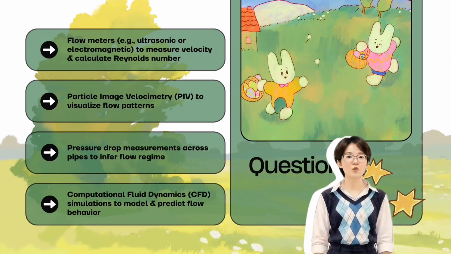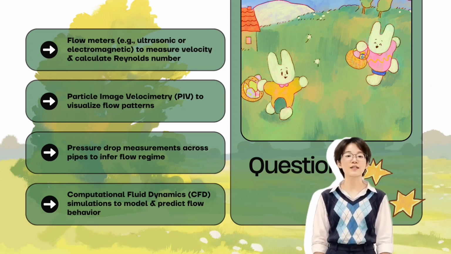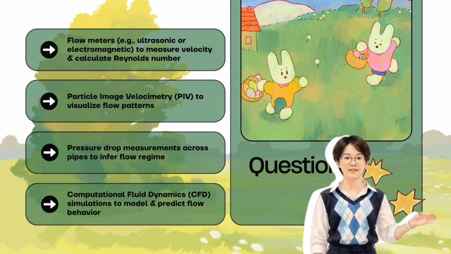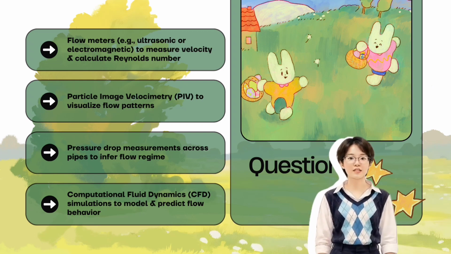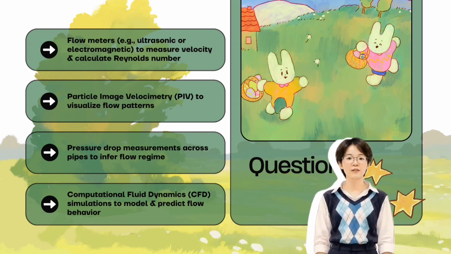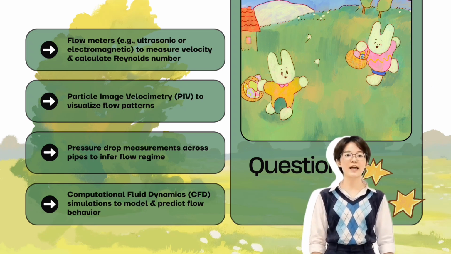In industry applications, different methods are used to determine flow type. Flow meters such as ultrasonic or electromagnetic devices are used to measure velocity and calculate Reynolds number. Particle image velocimetry, or PIV, is used to visualize flow patterns. Pressure drop measurements across pipes can also help identify the flow regime. Additionally, computational fluid dynamics, or CFD, simulations are used to model and predict fluid behavior.